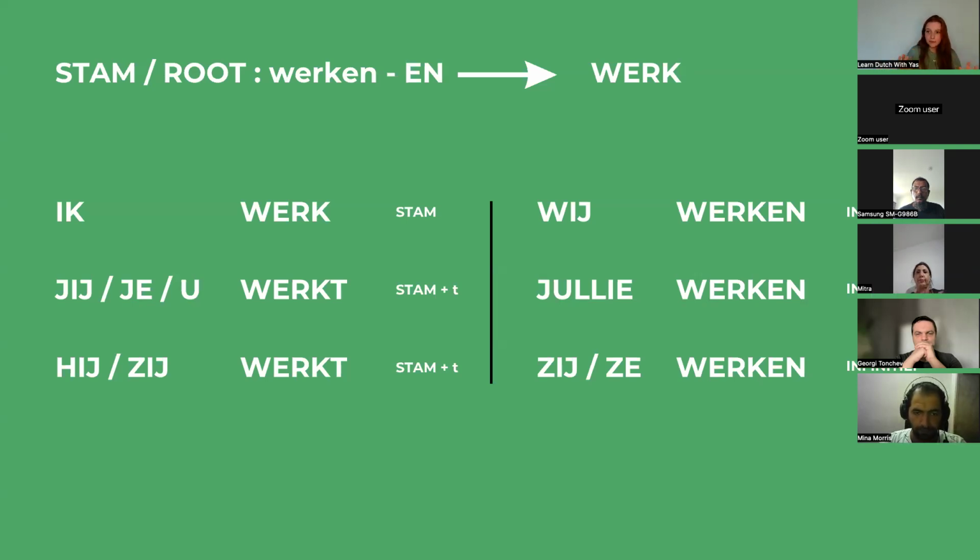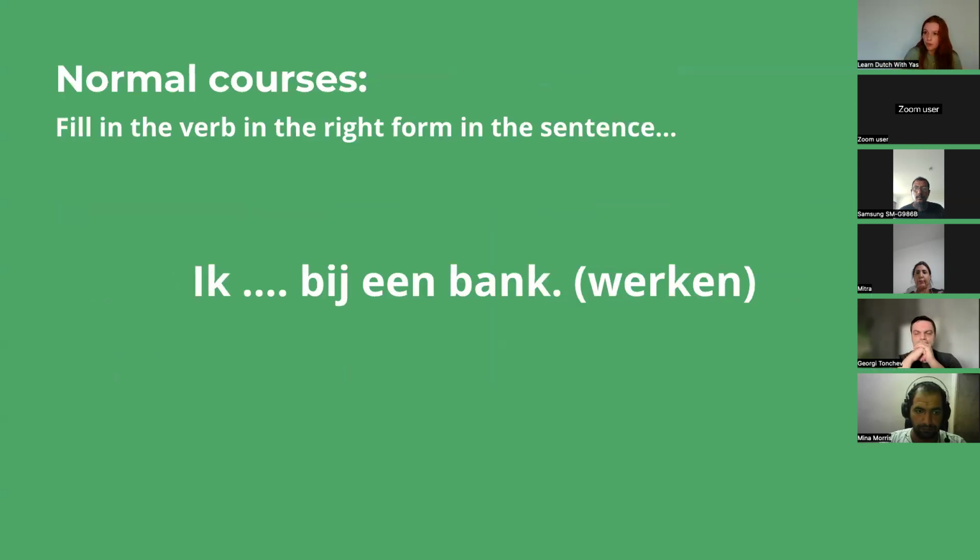I'm repeating this for the A1 students that don't know how to use the present tense yet, because we need it to conjugate to create our basic sentences. So what is going to happen in normal Dutch courses? They're going to give you exercises like this. They're going to give you a sentence, a gap, and they're going to give you the verb, werken. And you're going to have to conjugate the verb into that sentence.